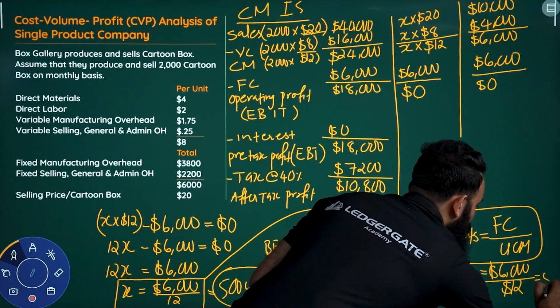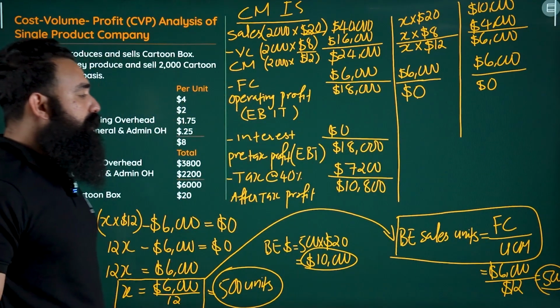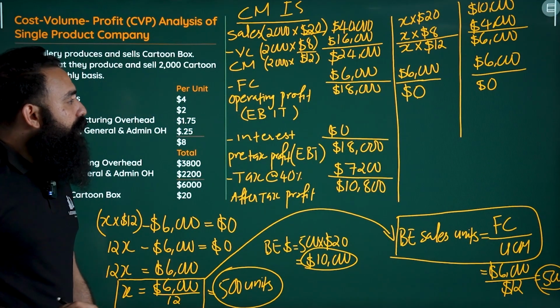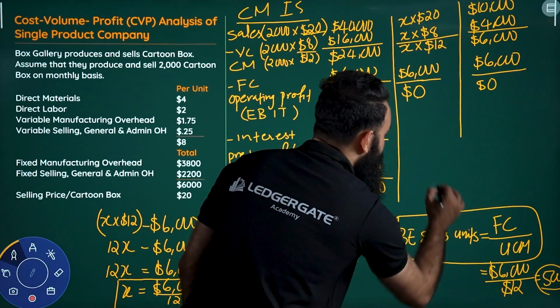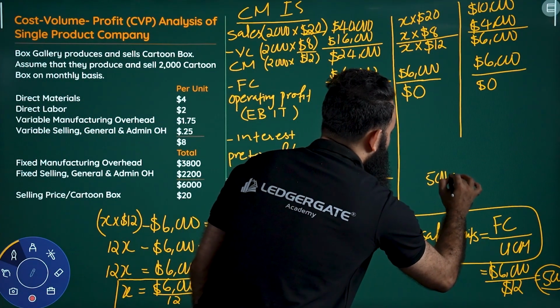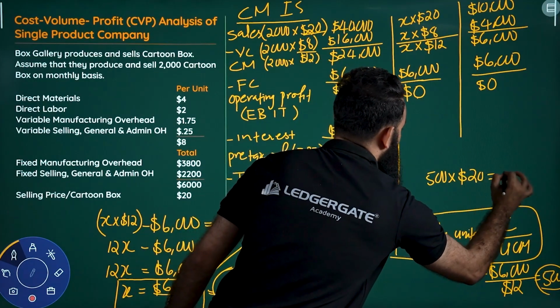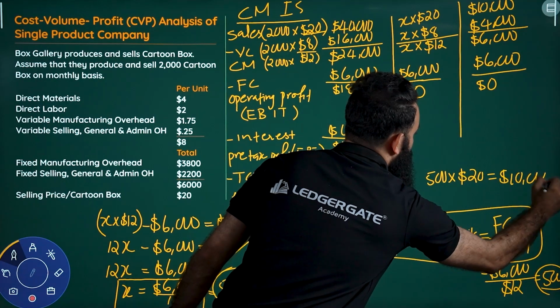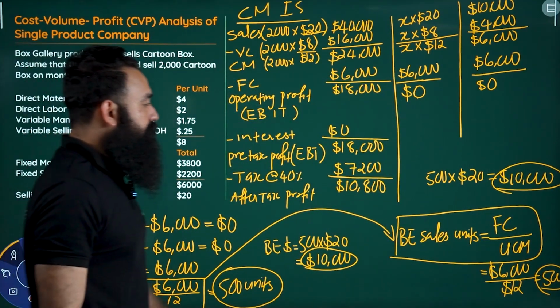$12. It would be 500 units. So this is so easy to calculate break-even in sales units, right? And what about the value? We just need to multiply this 500 with the selling price of $20 of each carton box. That will be $10,000. So without the formula, we can calculate break-even sales value.